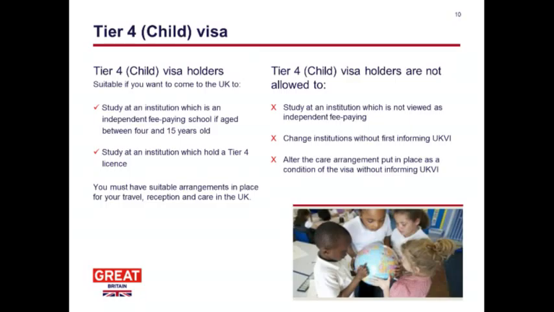You must have suitable arrangements in place for your travel, reception and care in the UK. And Tier 4 child visa holders are not allowed to study at an institution which is not viewed as independent fee paying, change institutions without first informing UK Visas, and after the care arrangements have been put in place as a condition of the visa, change them without informing UK Visas. So this can't be changed.